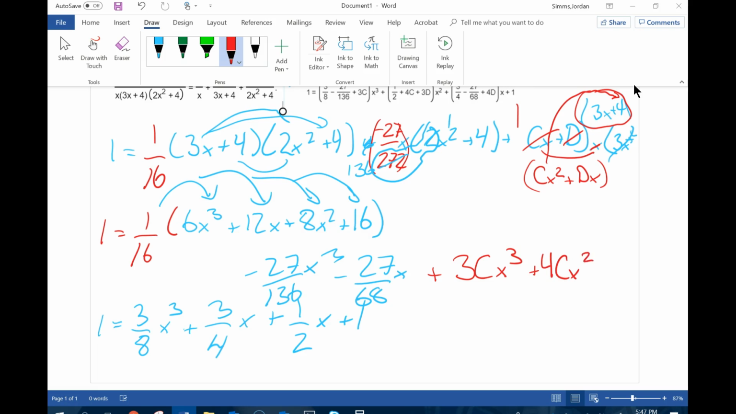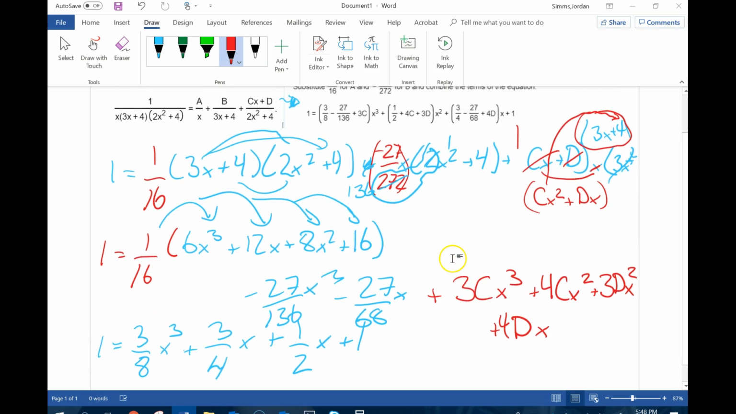I'll do my insides now, dx times 3x, so that's plus 3dx squared, and then I'll do my last, which is going to be plus 4dx. Okay, so right now, I know this is a super mess, but I just have a ton of terms here. So what did they do?